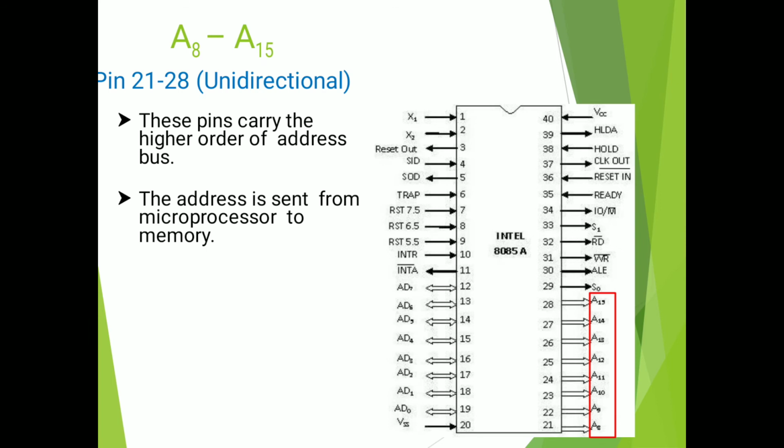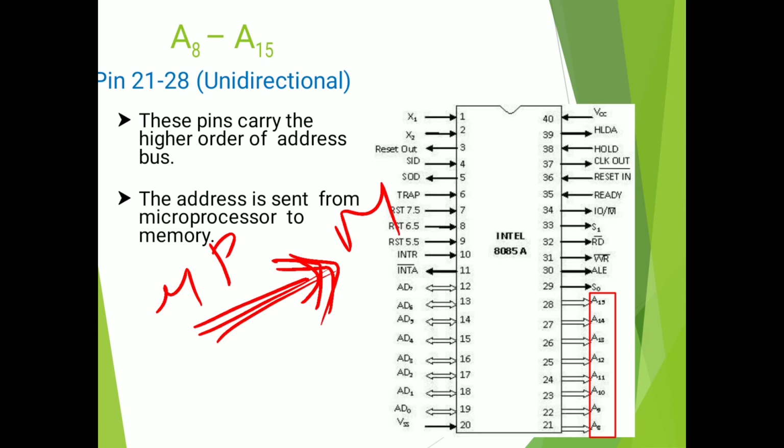A8 to A15. This one is the higher order address bus. This pin carries the higher order of the address bus. The address is sent from the microprocessor to memory, in only one direction, that is microprocessor to memory. So it is called unidirectional. When an address is sent by the microprocessor, all the devices connected to the microprocessor receive the address through the address bus, but only the device that has received the chip enable signal from the CPU responds.